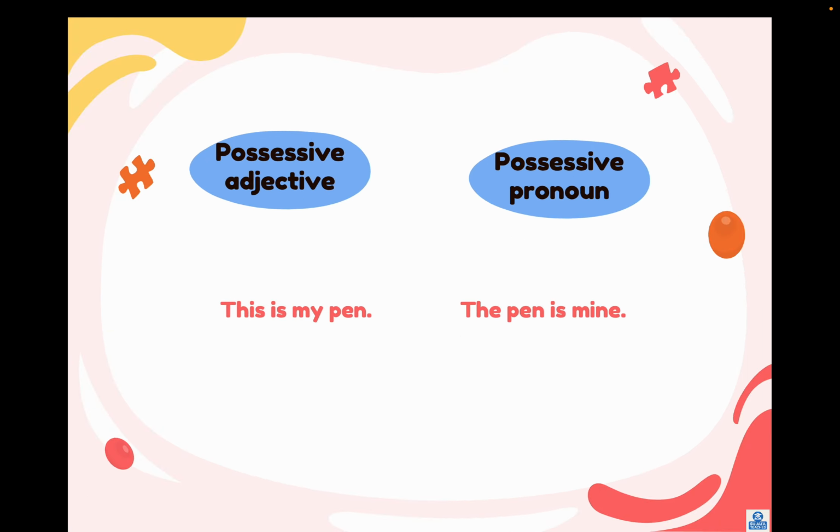Let's see some more examples. This is my pen, the pen is mine. So this is my pen. Here my is a possessive adjective because there is a noun after it, whereas in the pen is mine, there is no noun after mine, so it is a possessive pronoun.